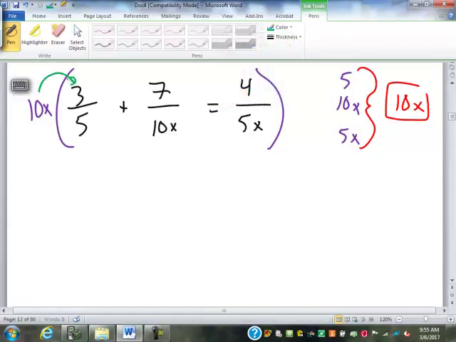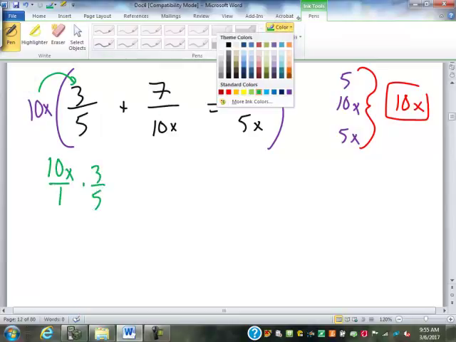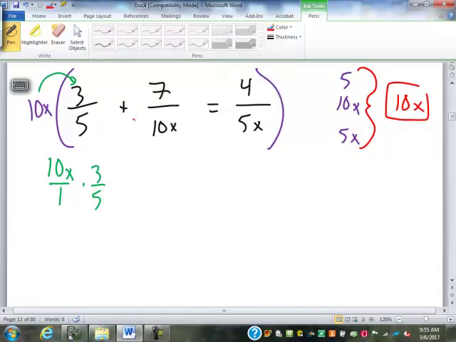So I'm going to do 10x times 3/5. So I'm going to do 10x over 1 times 3 over 5. The easiest way to do this is probably just to multiply it out and reduce. 10x times 3 is 30x over 5. That 30x divided by 5 is 6x. So you multiply it like that when you have one variable, you still keep the x.